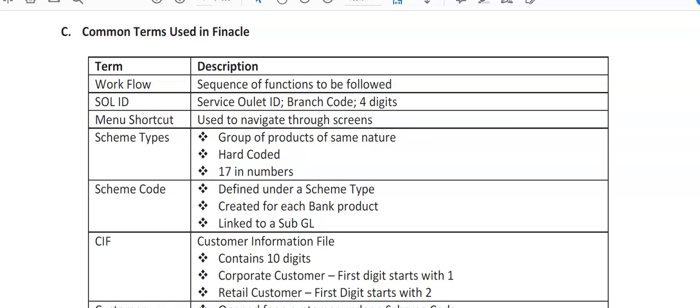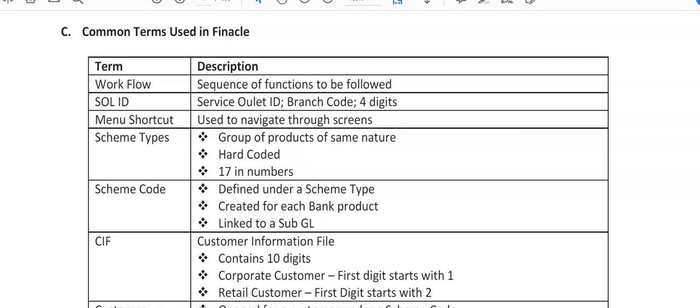Menu shortcut, used to navigate through screens. Scheme types, groups of products of the same nature, hard-coded, 17 in number. So there are 17 scheme types through which we open accounts. Scheme code. Now this is very important. We allot a code in the Finacle system so that we can identify which account has been opened or what rate of interest has to be paid to the customer in case it is an FD or savings account. Defined under a scheme type, created for each bank product, linked to subsidiary general ledger. Now next is very important. We allot this CIF ID.